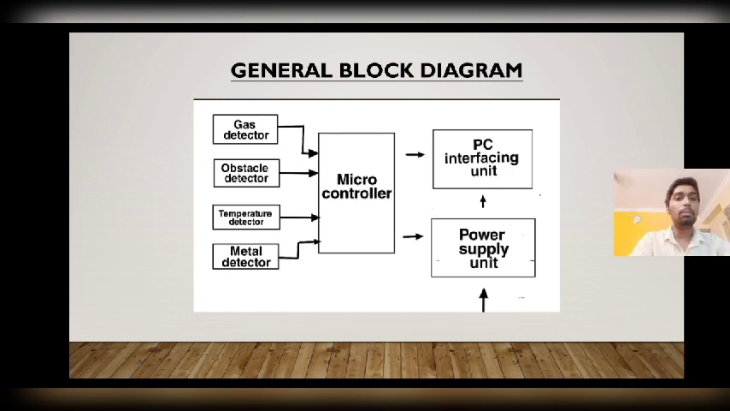This is the general block diagram of the multipurpose robot. As we can see, all the sensors or detectors are connected to the microcontroller, in which the programming will be done. There are connections using PC interfacing. As we can see, the required power is supplied using the power supply unit, and all of these are connected to the microcontroller.